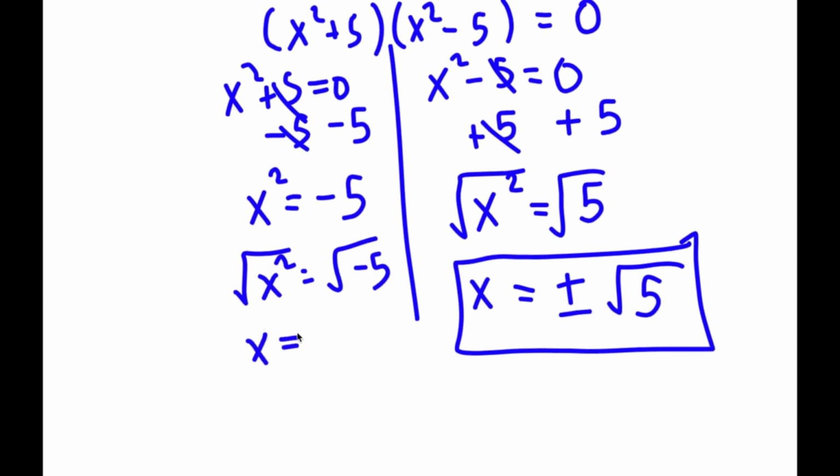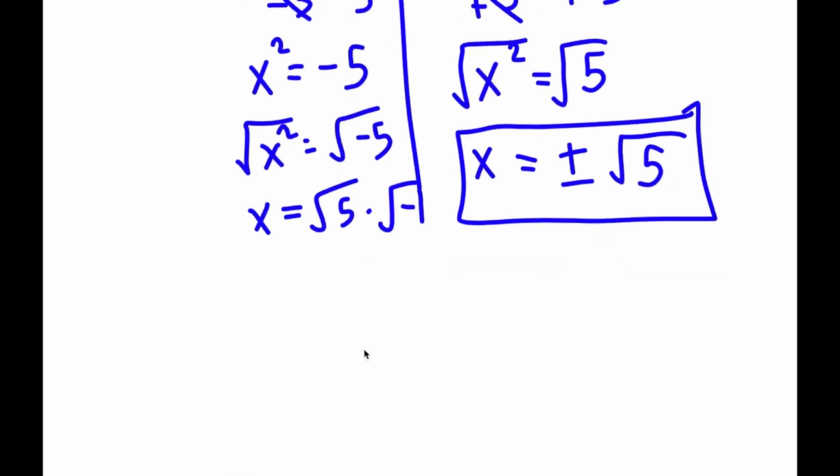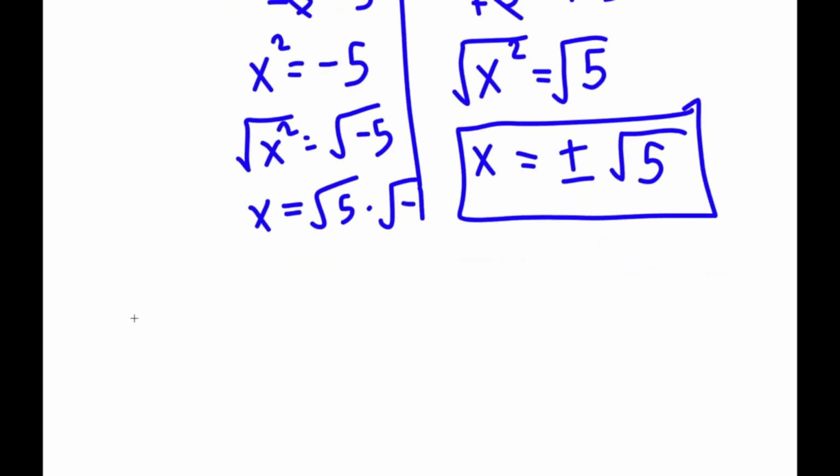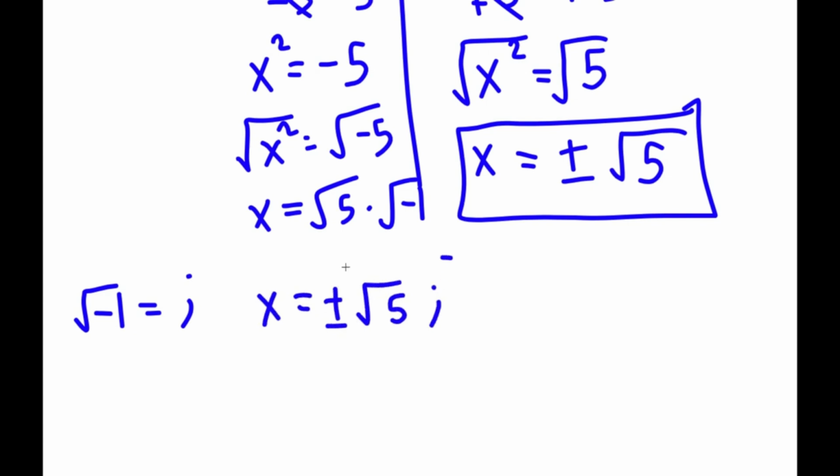The square root of negative 5, I can write this as the square root of 5 times the square root of negative 1. And if you guys didn't already know, the square root of negative 1 is actually equal to the imaginary number i. So I have x is equal to positive or negative square root of 5 i. So these are my 4 solutions.